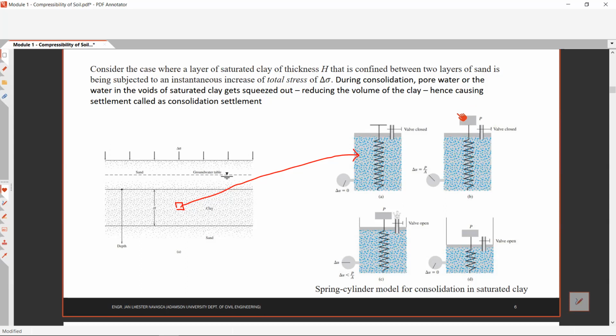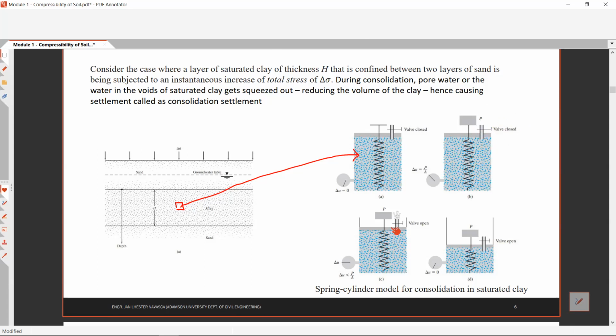Okay. Then at the time na nag-apply tayo ng force P at the top, force P at the top, the change in stress at the bottom or at this location is equals to P over A. So that is 100% of that change in stress because the valve is closed.